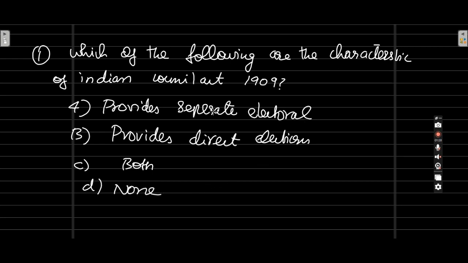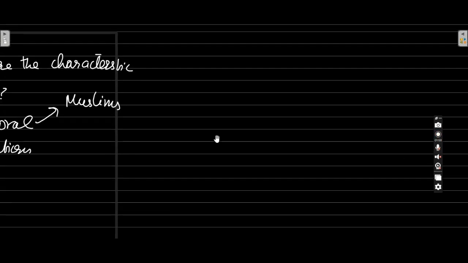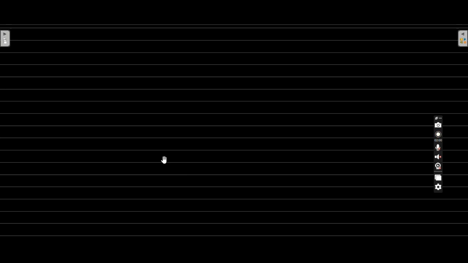So as we all know, the Indian Council Act 1909 provided separate electorate for Muslims. So this is correct. And the second one, provide direct election, is also correct. So the answer is B, both. So I think we can explain a few things about Indian Council Act. So it will be very helpful for us.